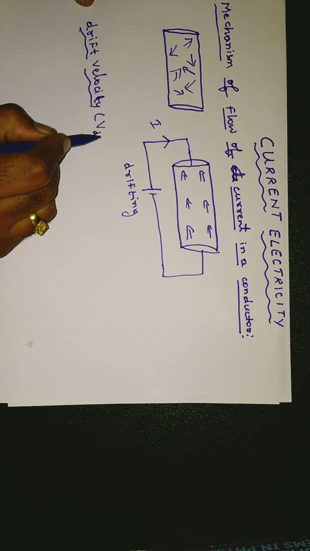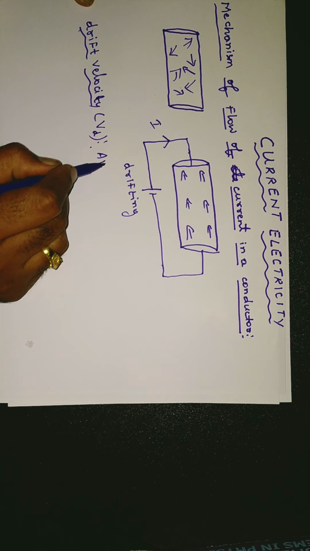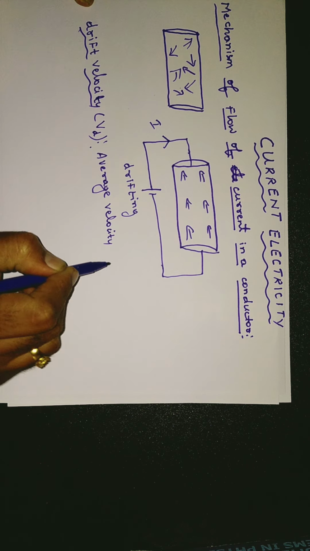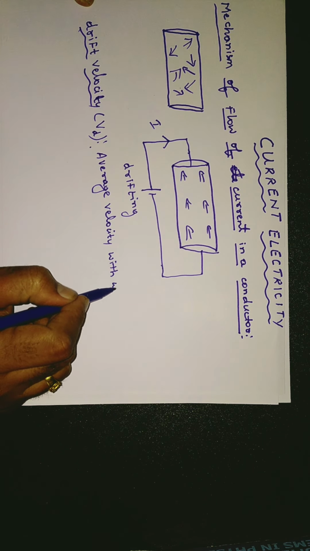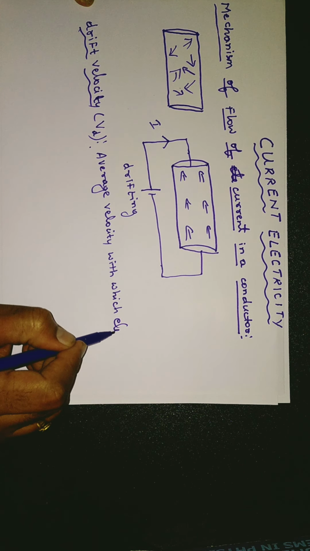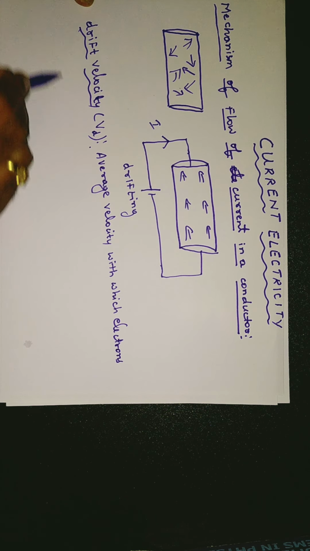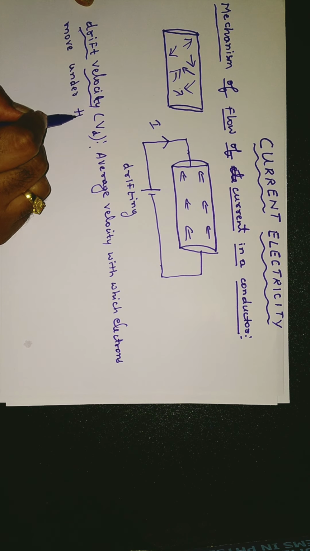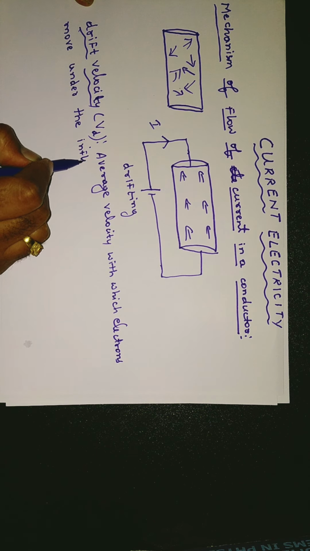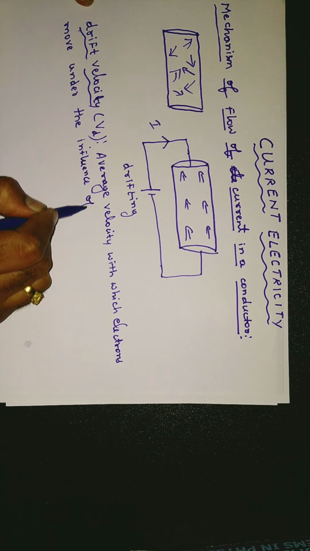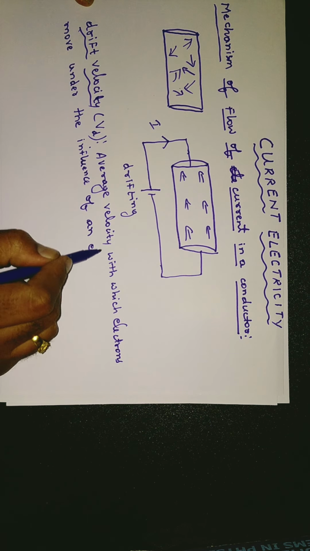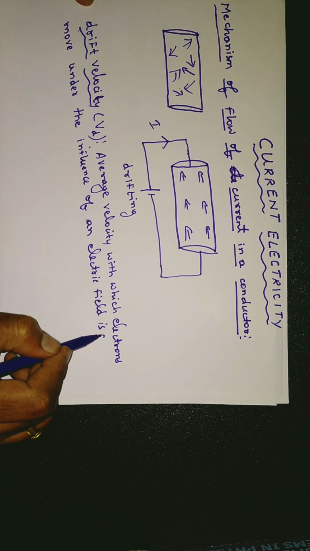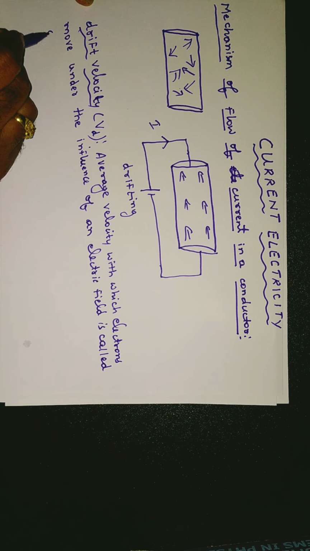See, drift velocity, normally represented by Vd, is the average velocity with which electrons move under the influence of an electric field. This is called drift velocity.